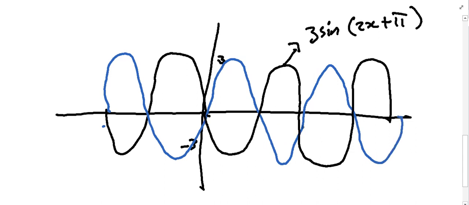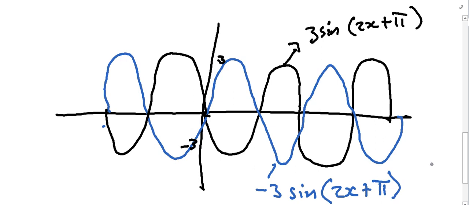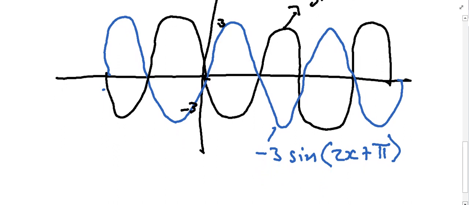Because it has reflected, what I've drawn here is just negative 3 sine 2x plus pi. So there we go. This guy has now been reflected because of the negative.